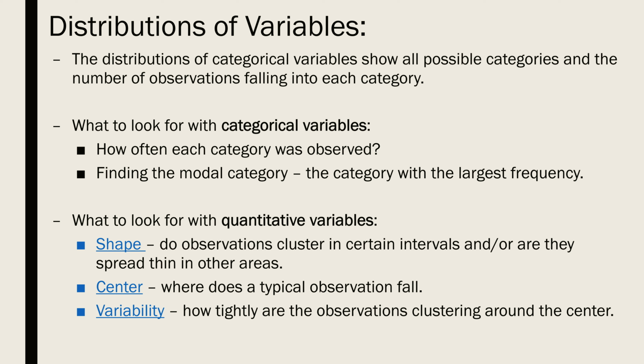The second part you want to look at is the center. Where does a typical observation fall? The last is the variability. How tightly are the observations clustering around the center?